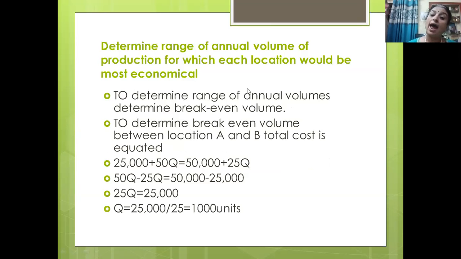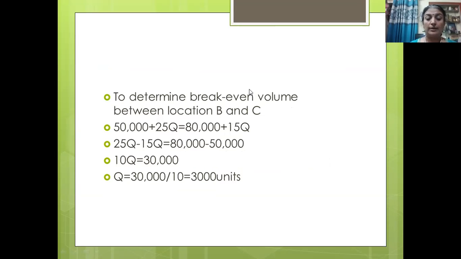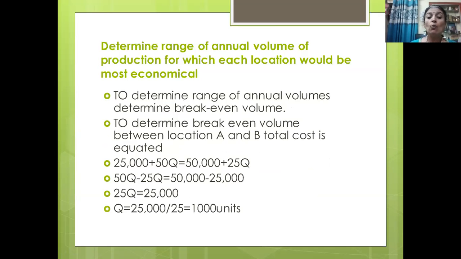Determine the range of annual volume of production. Here, what we are supposed to do is take the break-even point, that is, to determine the range of annual volume. Determine the break-even volume. To determine the break-even volume between location A and B, we have to consider the total cost equated. We should equate it. How should we equate? Take the total cost of A equal to the total cost of B.